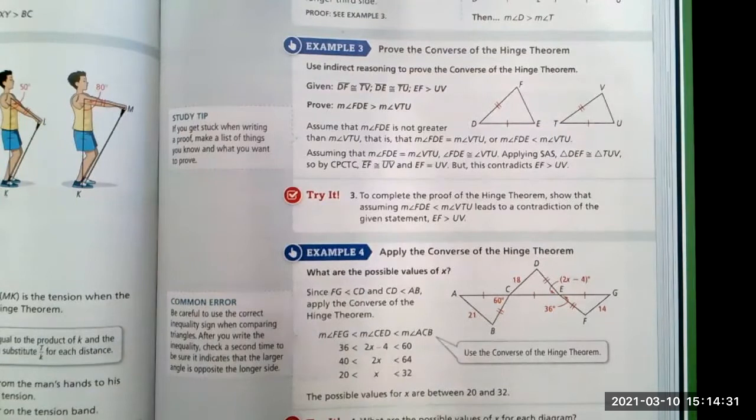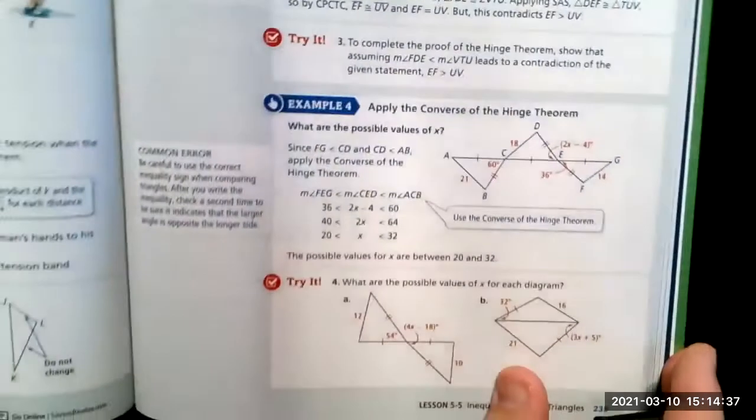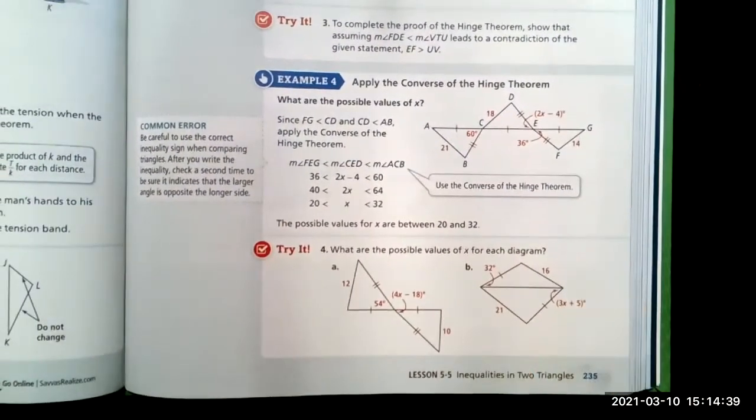Proofs, we're not going to actually prove this theorem. We're not going to walk through it. We're just going to skip proofs altogether. So skip example 3. Example 4, apply the converse of the hinge theorem. So we're basically using the theorem at the top of this page to help us solve this problem.